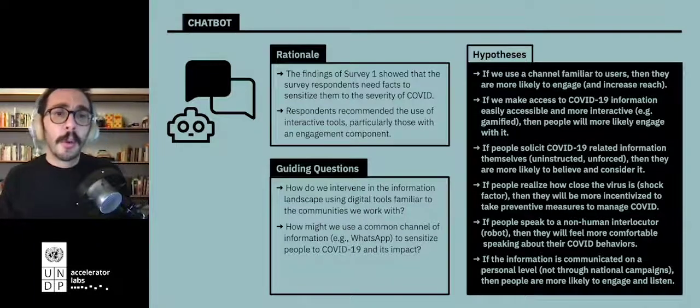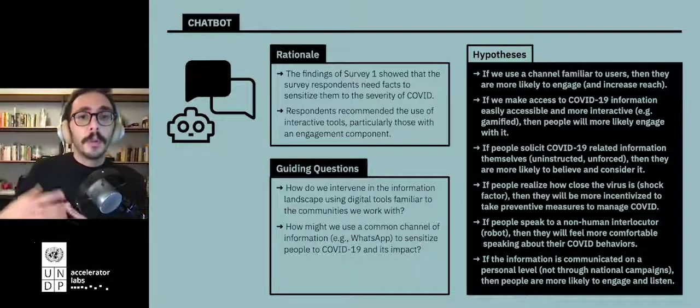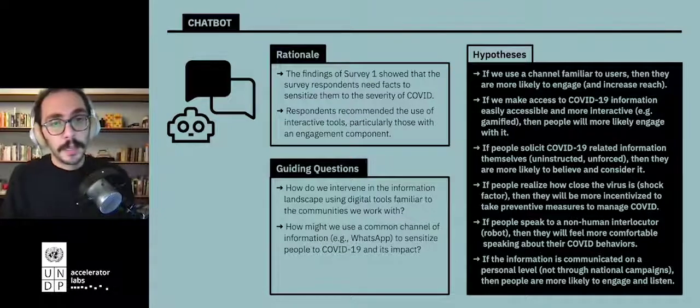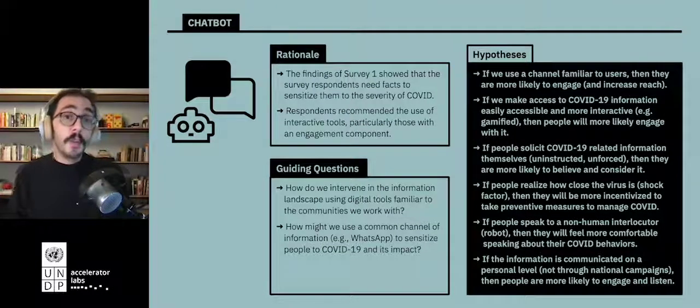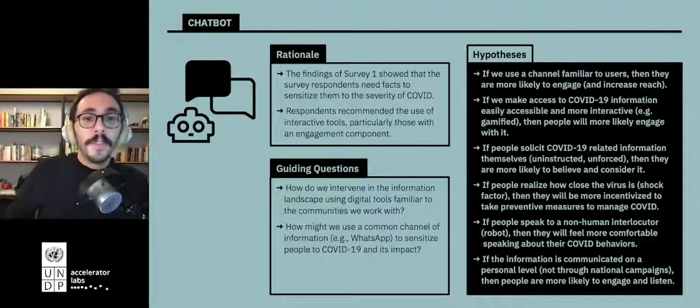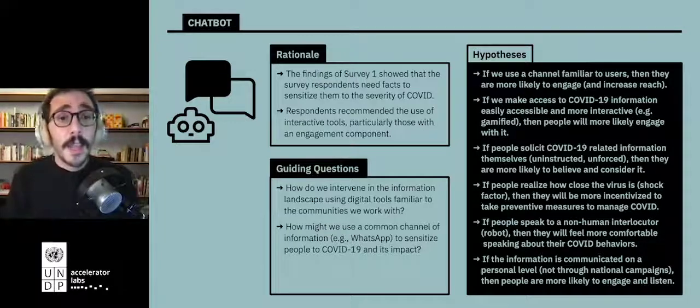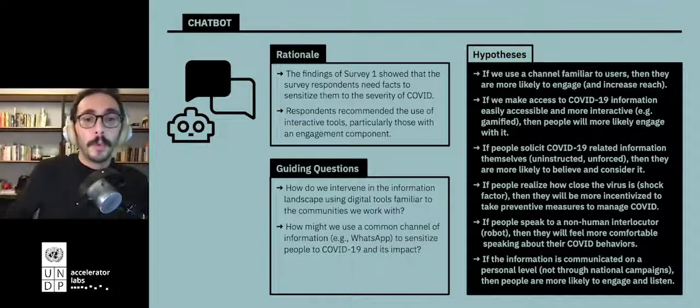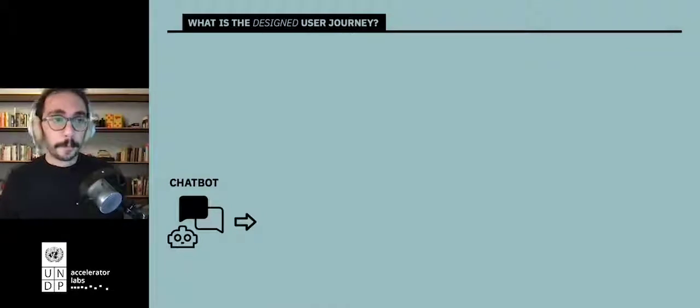If people realize how close the virus is, or if we use some sort of a shock factor, then they will be more incentivized to take preventive measures to manage COVID-19. If people speak to a non-human interlocutor, a robot, a chatbot, then they will feel more comfortable speaking about their COVID behaviors. And finally, if the information is communicated on a personal level and not through national campaigns, so if the information is customized, then people will more likely engage and listen.